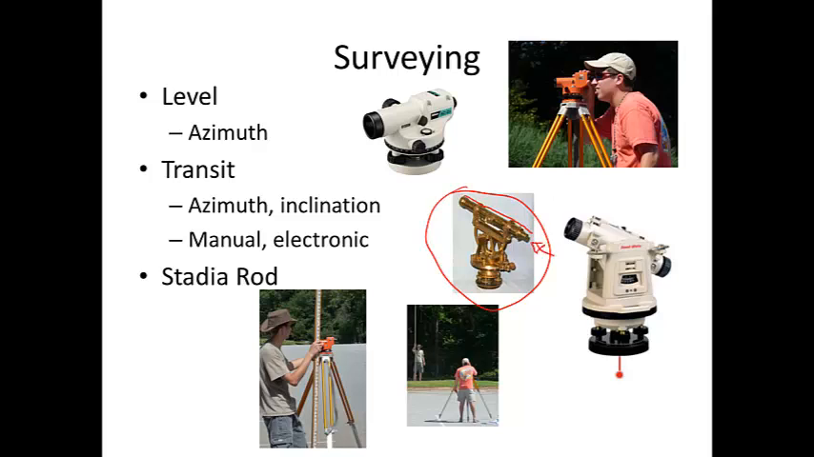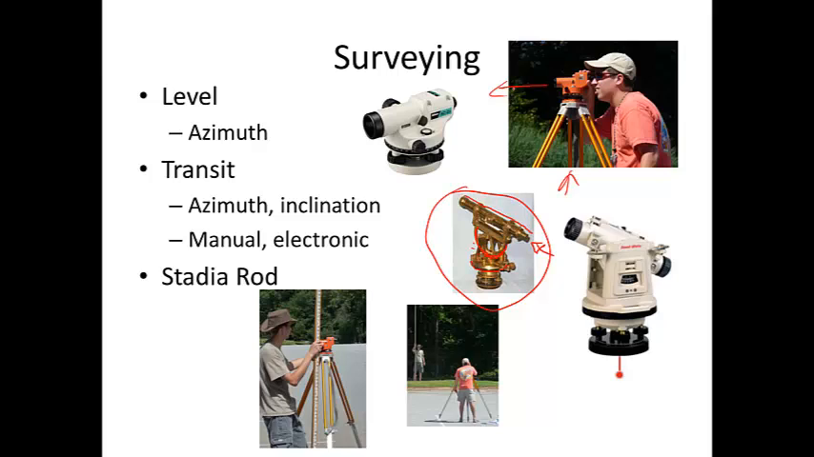This can rotate about a vertical axis, and there's a scale right along there that tells you what direction you're pointing in. And it can also rotate about a horizontal axis here, and there's a scale along this arc that tells you what the inclination is. To use this, you simply set it up on a tripod here and look through it at eye level and look out towards the target.